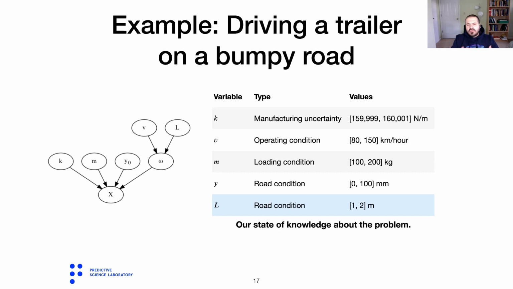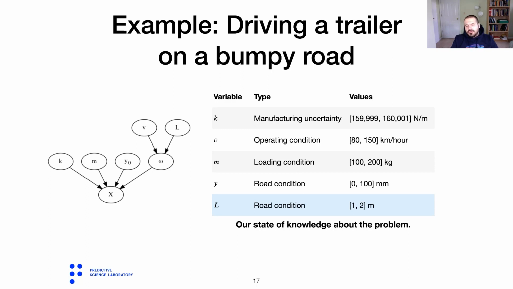And we do the same thing for all other quantities. For example, for the velocity with which the trailer is traveling, v, that essentially depends on the driving habits of people, and let's say that it's going to be anywhere between 80 and 150 kilometers per hour.